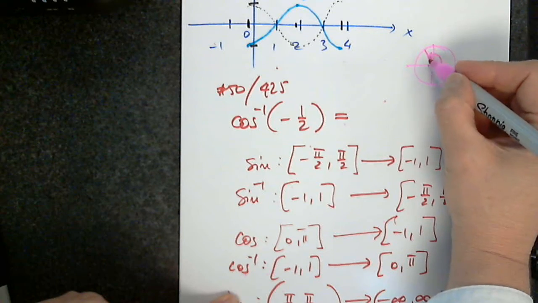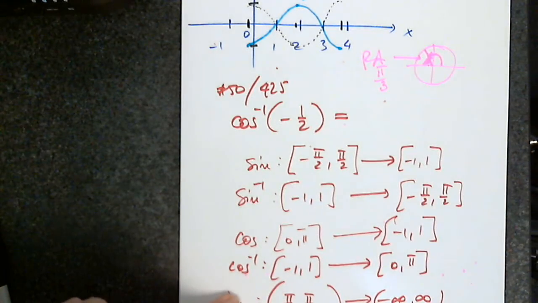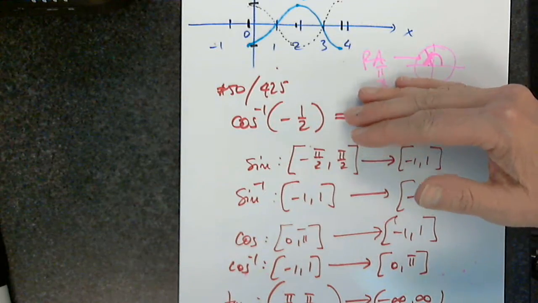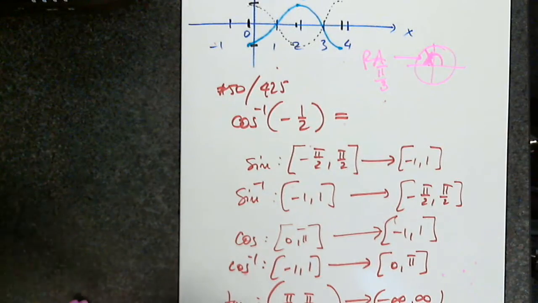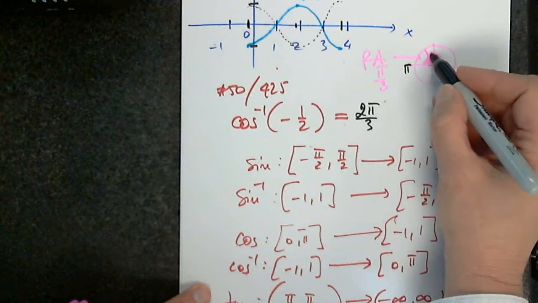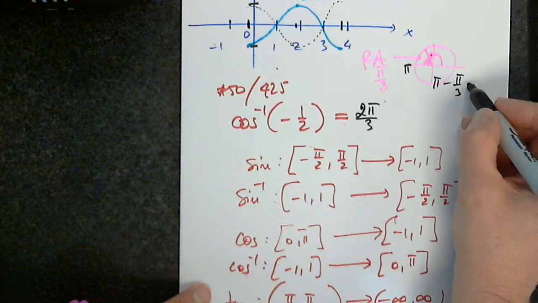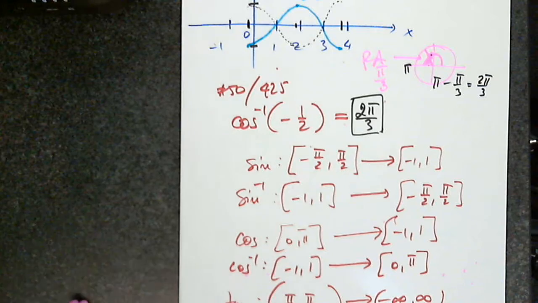So this is the angle whose reference angle, RA, is pi over 3. Which angle are we talking about? You know that this is pi, and you go back pi over 3. Pi minus pi over 3 must be 2 pi over 3. So this is the answer. The angle whose cosine is negative 1/2 is 2 pi over 3.